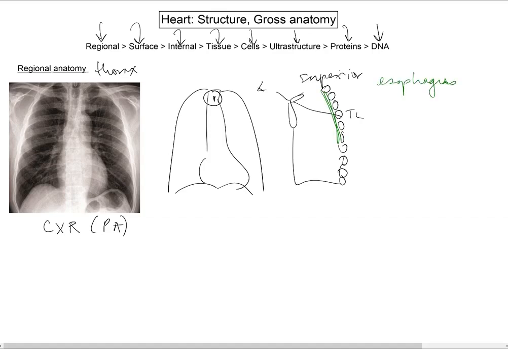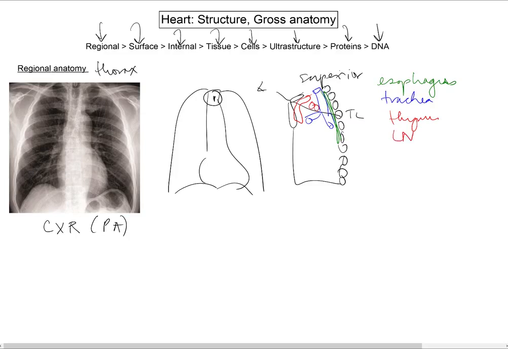In front of that is going to be the trachea, which bifurcates right at the level of the junction of the superior and inferior mediastinum. In front of that, extending along the superior into the anterior, is going to be my thymus. And then also found here in the superior mediastinum are going to be lymph nodes.